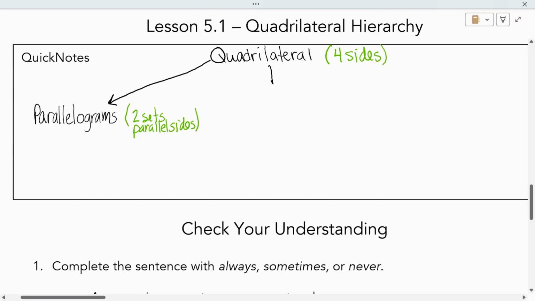Then we had this category of trapezoids. And how many parallel sides does a trapezoid have? Just 1 set of parallel sides. And then our other was actually called a kite. And a kite has no parallel sides.